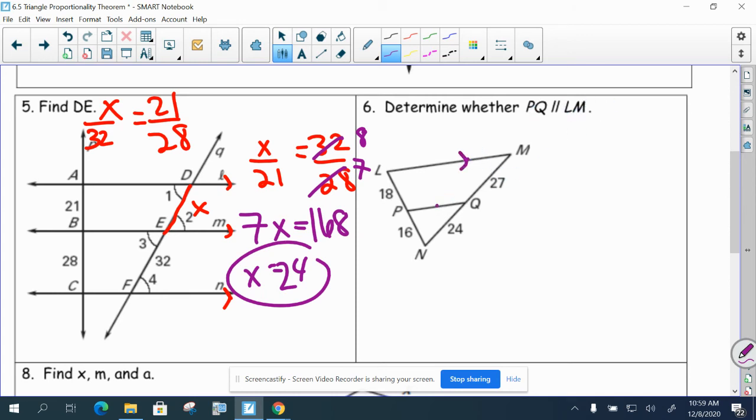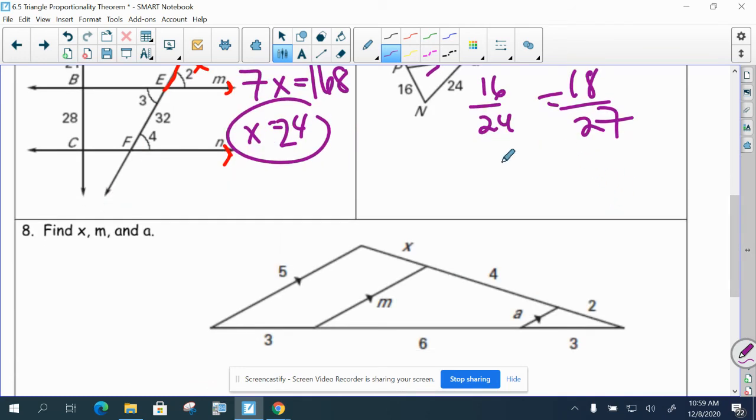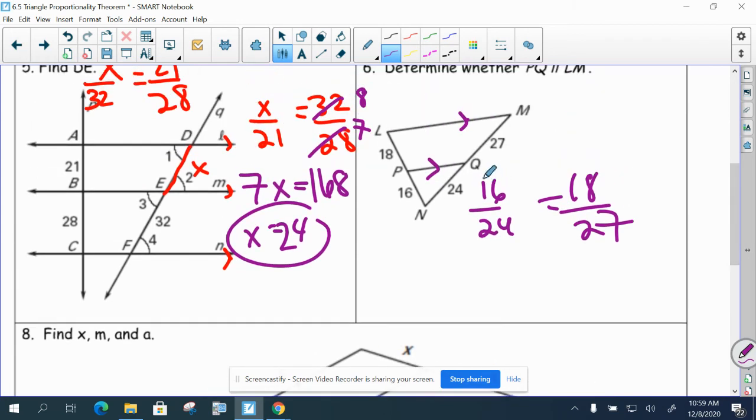Number 6, determine whether PQ is parallel to LM. So PQ and LM. Well, let's check to see if the sides are proportional. So let's do 16 over 24. Is that going to be equal to 18 over 27? Well, there's nothing to solve here, so we're just going to reduce these fractions. And if they're not the same, then it's not parallel. But if they are the same, then they are parallel. So 16 over 24, both go into 8, so that'd be 2/3. And these both go into 9, so that's also 2/3. So yes, they are parallel because the sides are proportional, and I've shown the work here.